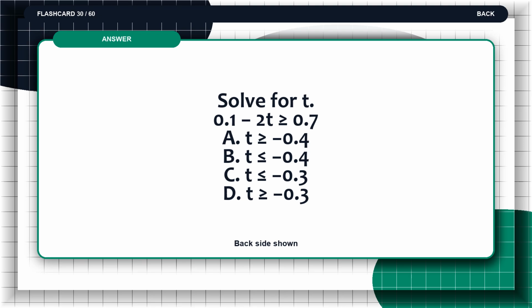The answer is, solve for t: 0.1 minus 2t greater than or equal to 0.7. A: t greater than or equal to minus 0.4, B: t less than or equal to minus 0.4, C: t less than or equal to minus 0.3, D: t greater than or equal to minus 0.3.